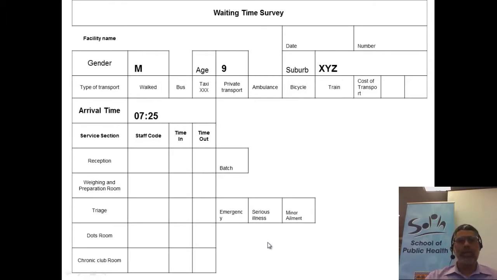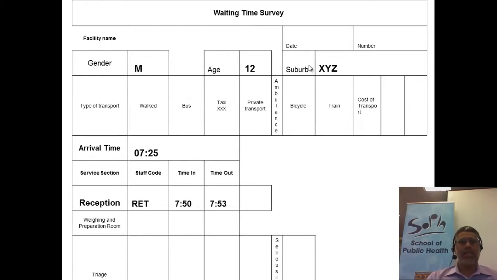So, filling in this form, when the patient arrives at the facility, the field worker will fill in the arrival time and then capture things on the questionnaire, such as the gender, age, the suburb they live in, and the type of transport, in this case a taxi. The patient then enters the facility and goes to the services.